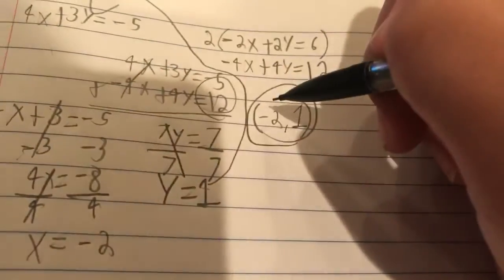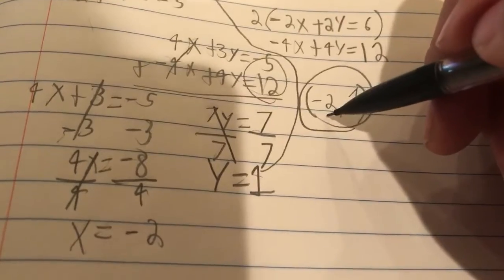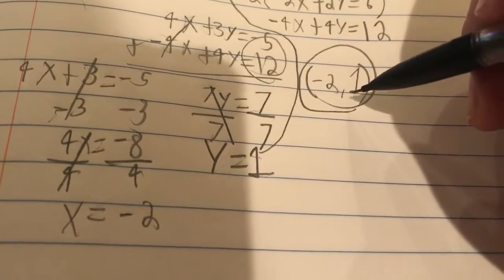Negative 8 is equal to 4x. Divide 4x by 4 to cancel it out. Divide the negative 8 by 4 because we do it on the other side as well. And now we get negative 2 equal to x. So our coordinates are x is equal to negative 2, and y is equal to positive 1.